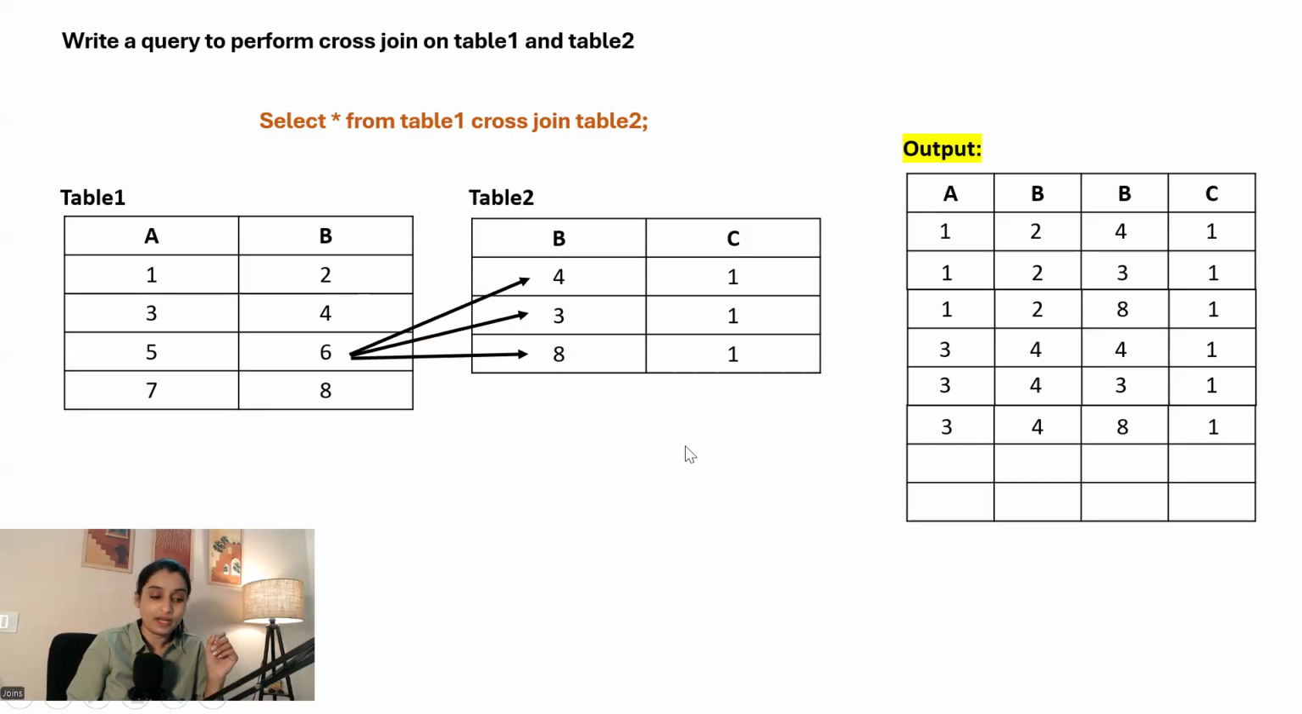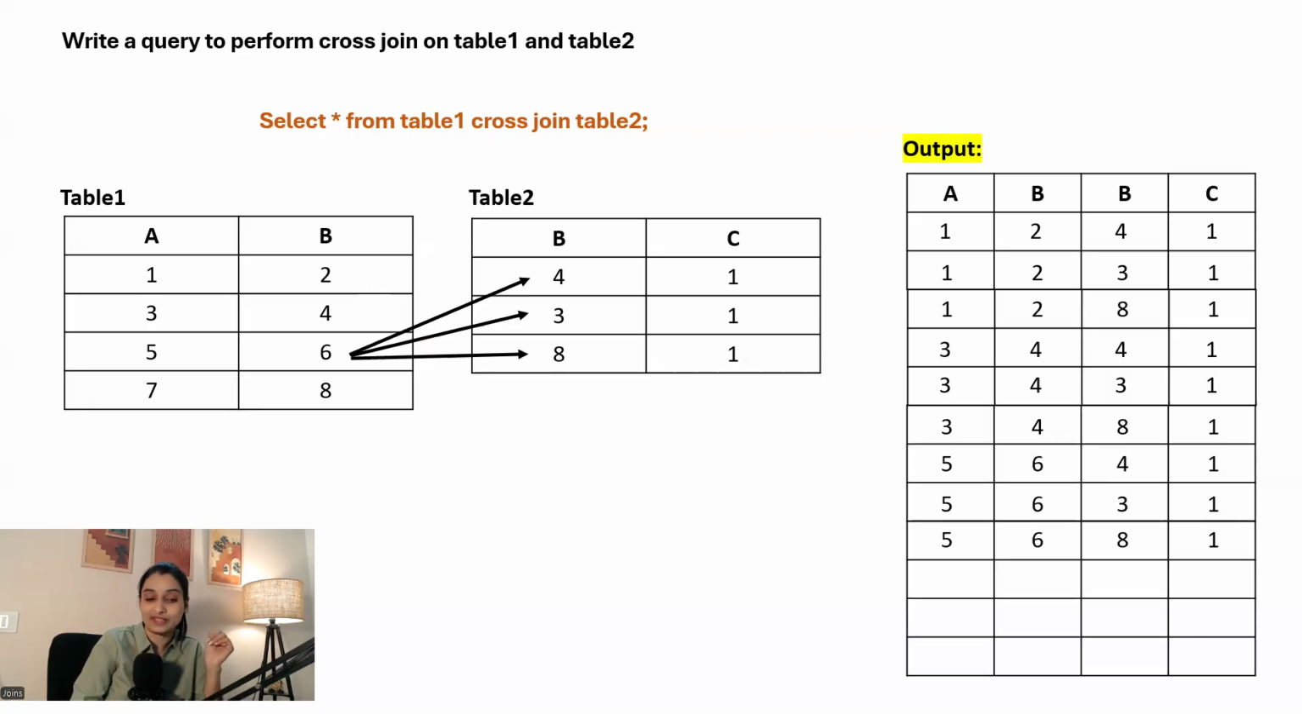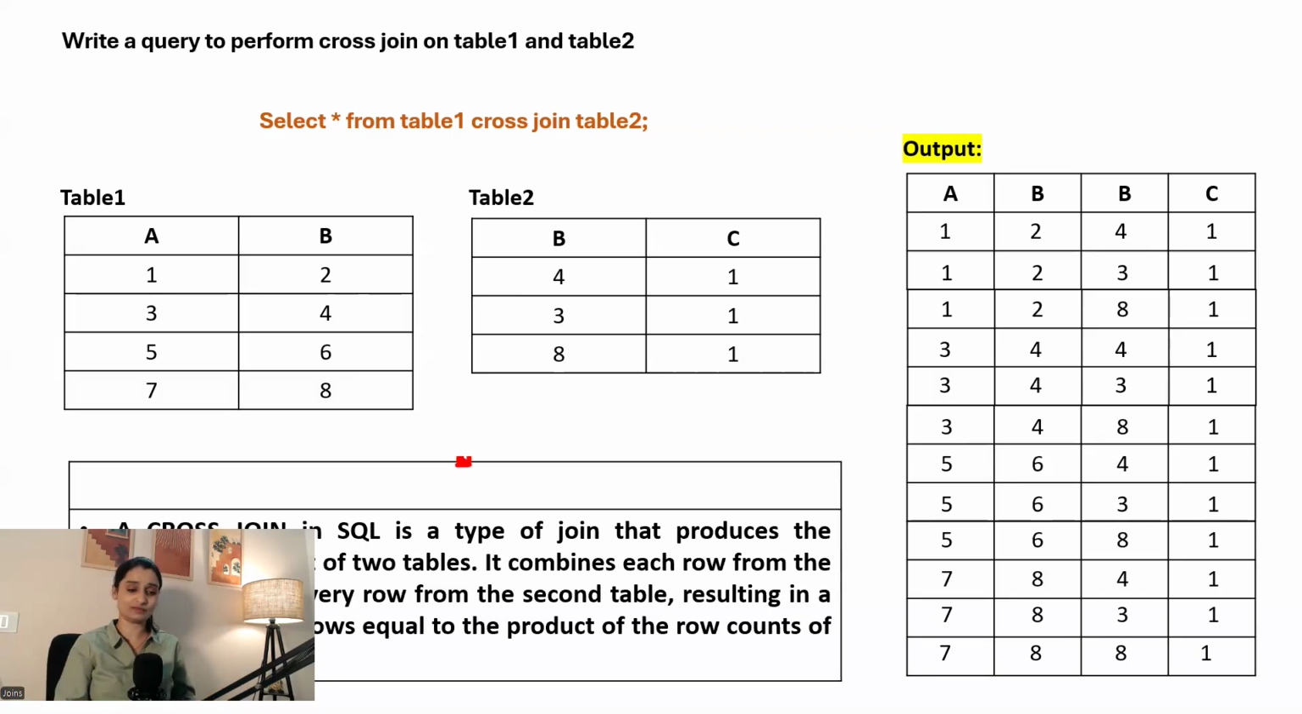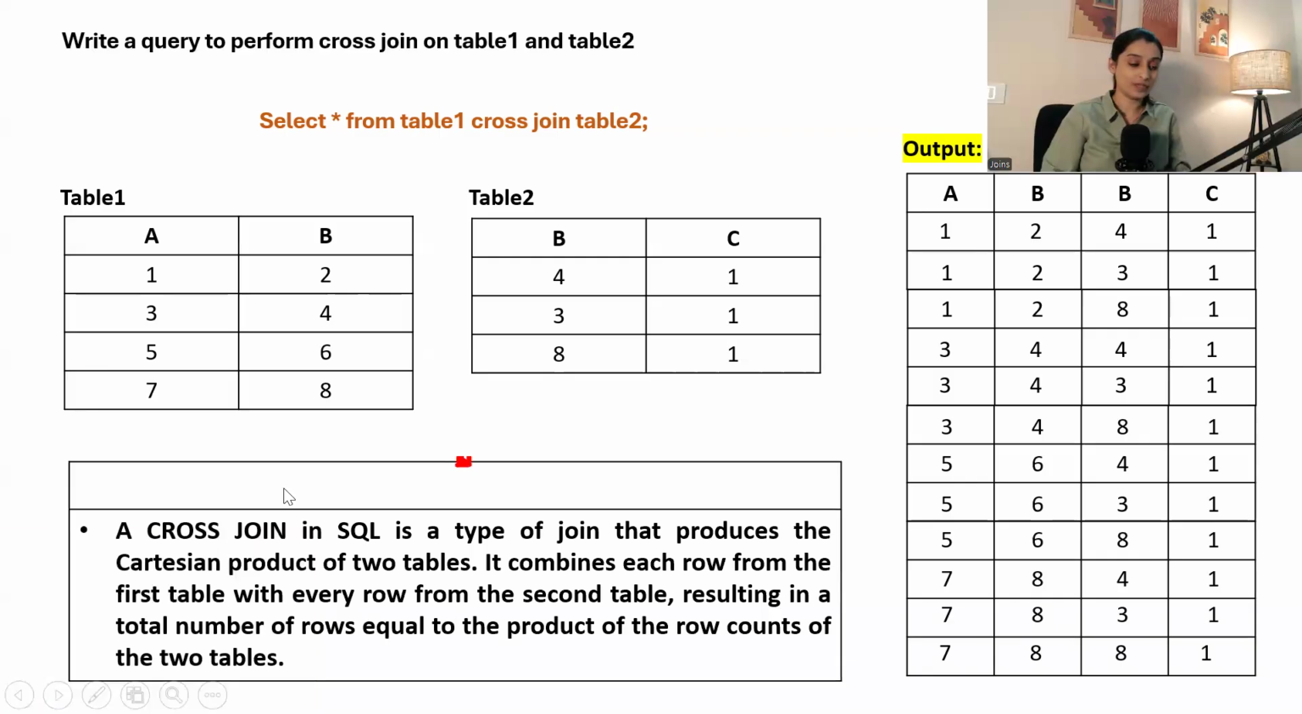In the similar way, third row of table 1 will be matched with first, second and third row of table 2 like this. This is what exactly we call a cross join. Okay, so what is cross join? This is the definition of cross join. Cross join in SQL is a type of join that produces the Cartesian product of two tables.